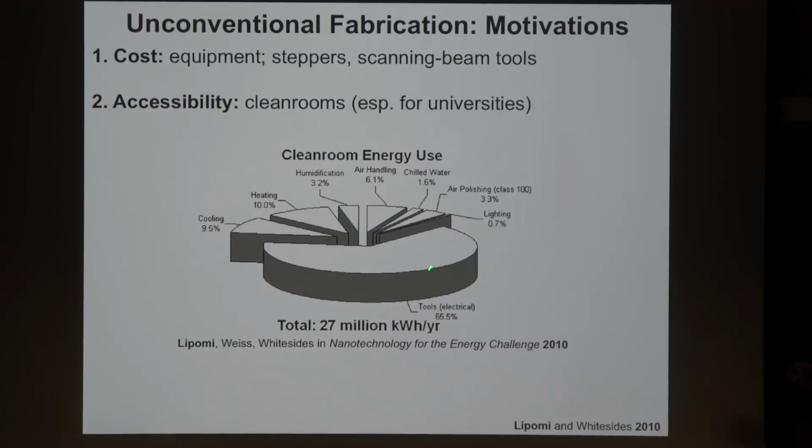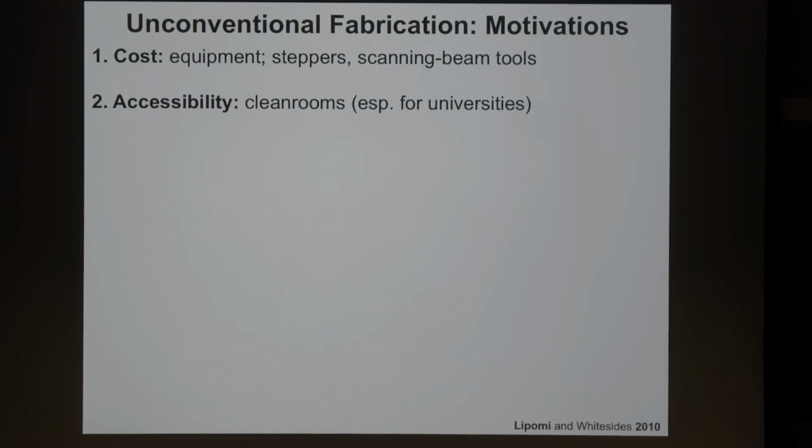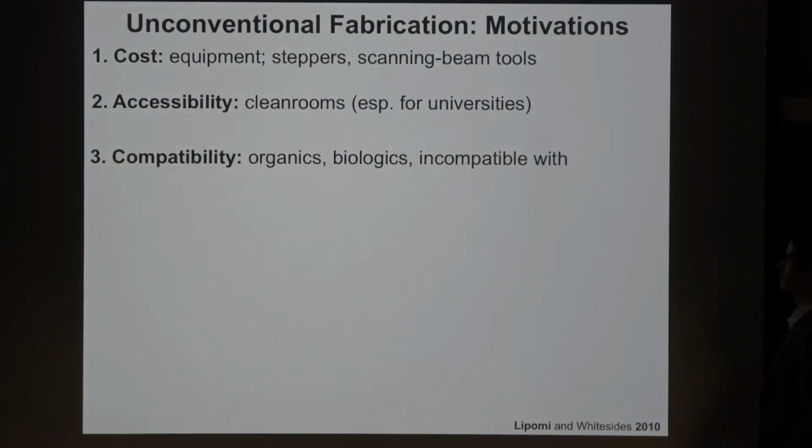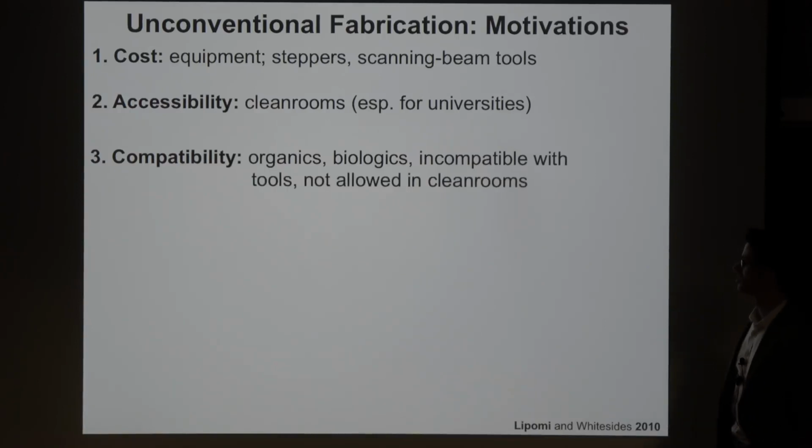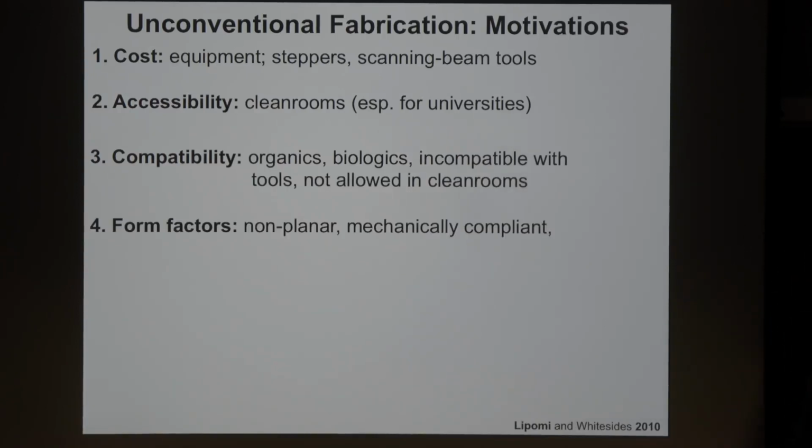So the tools use a lot of electricity, and then HVAC systems and lighting and air purification and all the stuff that you don't need in a classroom that you do need in a clean room. I should say that in an industrial fab, this slice of the pie is actually about half, and the HVAC systems actually need a lot more energy than the tools do. So compatibility: often organic species and biologics are incompatible with the tools that you use in clean rooms, and they're not allowed in the clean rooms.